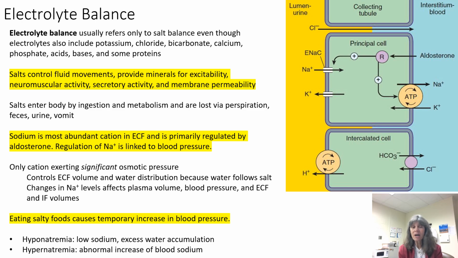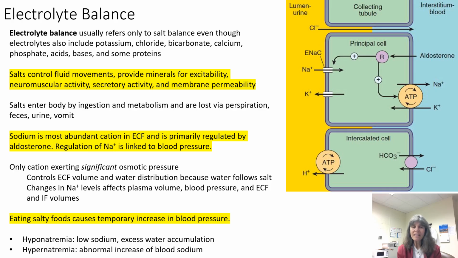Salts can get into us by way of ingestion and metabolism, and are lost by way of perspiration, fecal material, urine, and vomit. Sodium is the most abundant cation in extracellular fluid, and it's primarily regulated by aldosterone. Regulation of sodium is very closely linked to blood pressure.